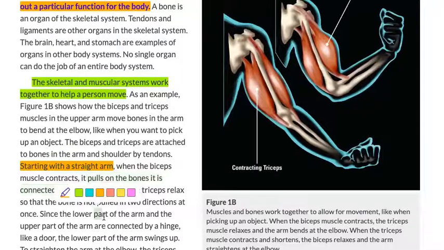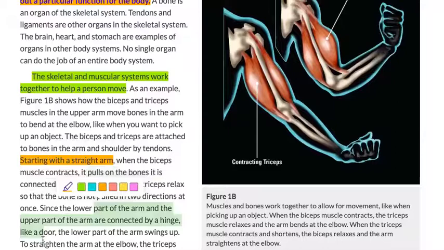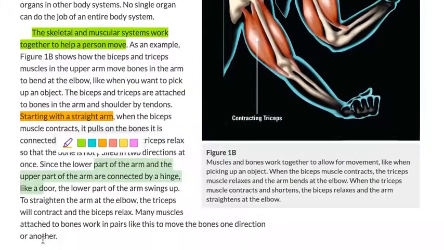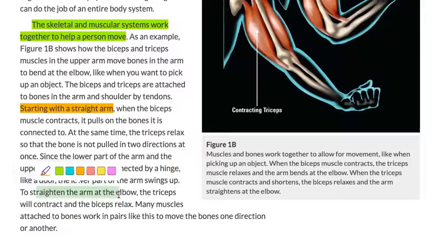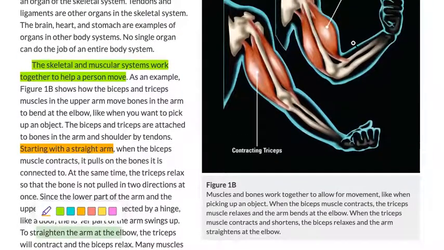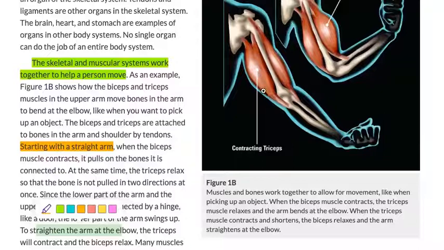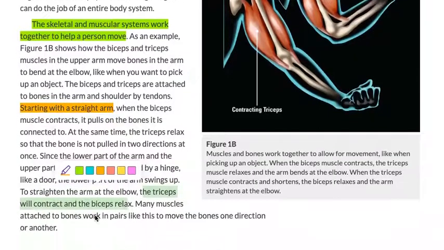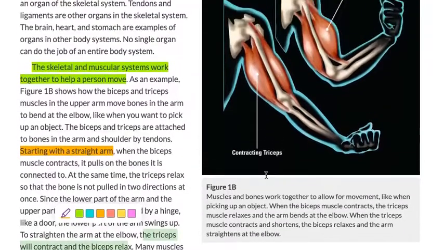As you're bending your arm, it's kind of bending almost like a door's hinge, swinging open and close, open and close. When you straighten your arm at the elbow, going from bent to straight, the triceps then contract and the biceps relax. Many muscles attached to bones work in pairs like this, and they move in a way that you're able to move in one direction or another.